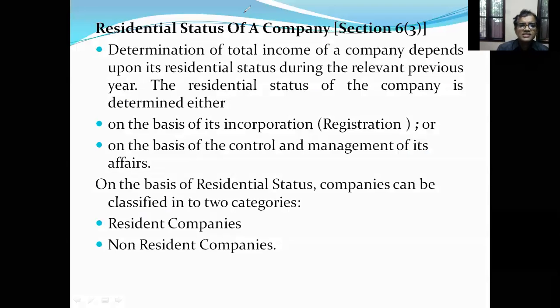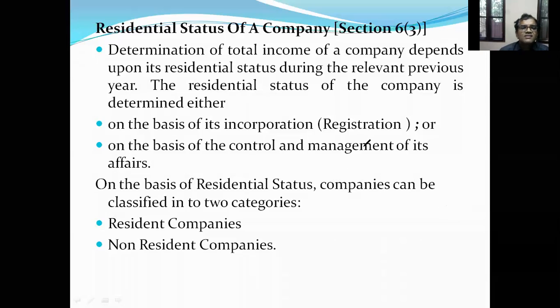Based on residential status, at your degree level, you must have heard about three kinds of residential status of individuals: resident individual, non-resident individual, and partially resident, that is, resident but not fully resident. Likewise, the classification is there in case of individuals.